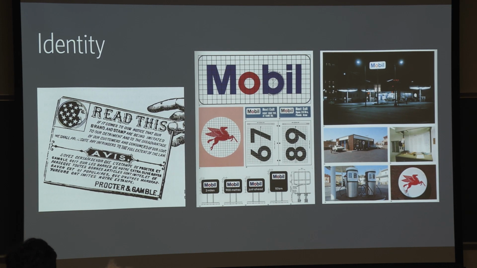This notice at left in the hand there is from Procter & Gamble. And it is warning others not to usurp their moon and stars mark, or they will face prosecution. This was from the 1870s.